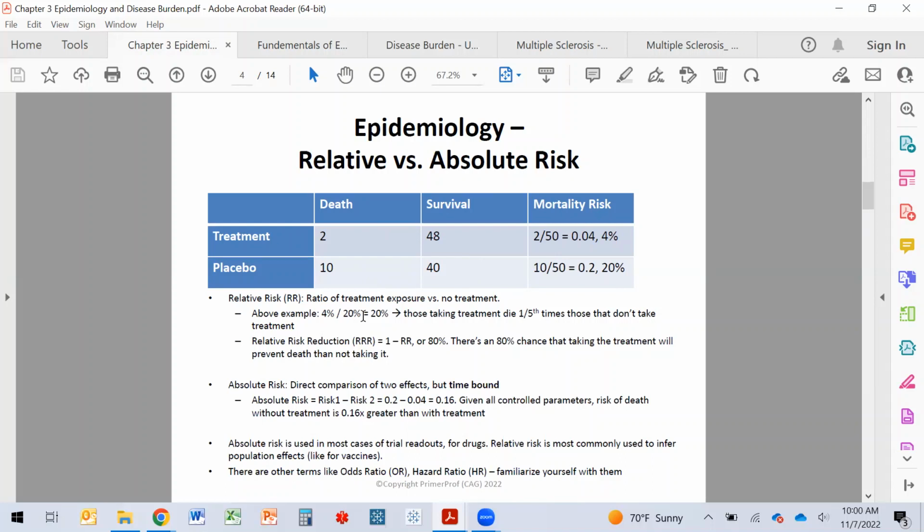The relative risk is a ratio of the treatment exposure versus no treatment. For example, it's the 4% divided by the 20%, or about a fifth, or 20%. That essentially means that those taking the treatment die one fifth as often as those who don't take the treatment. The relative risk reduction is the difference of 20% from the 1, so 1 minus RR, which is 80%. Basically it means there's an 80% chance that taking the treatment will prevent death versus not taking it.